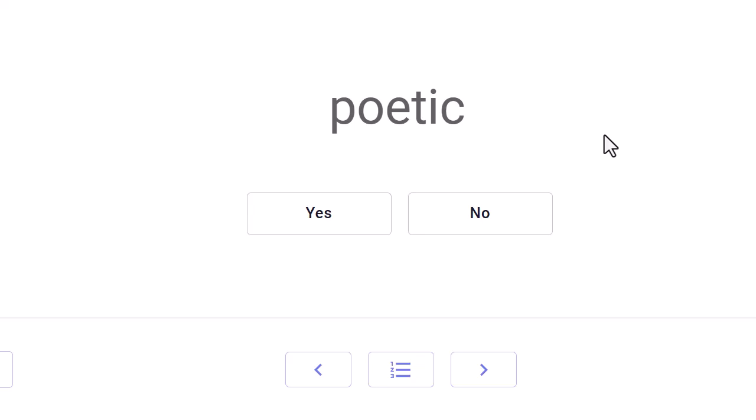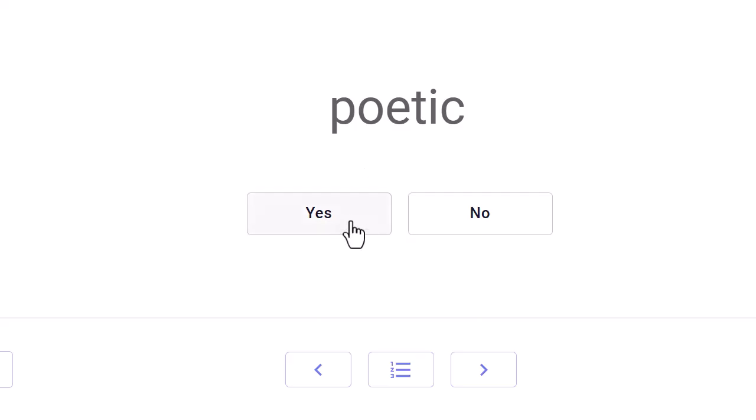Hi dear friends, in this lesson we will practice guessing real and unreal words of the English language at the Duolingo English test, specifically for the task called Read and Select. So the essence is very simple. If I consider this word, for instance poetic in this case, to be a real English word, I click yes.